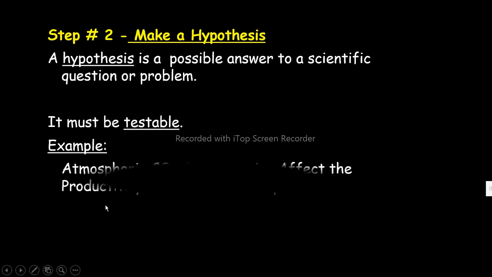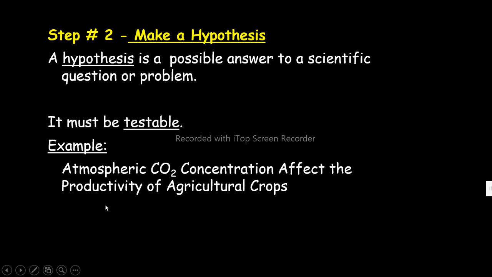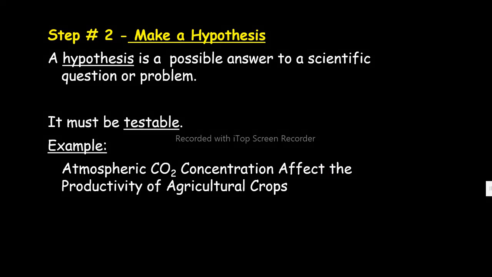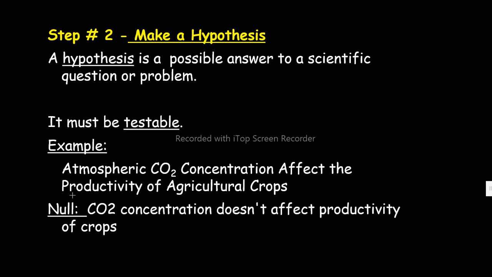For example, from our previous problem, we can state our two hypotheses. The first alternative or the first answer might be yes. Atmospheric carbon dioxide concentration affects the productivity of agricultural crops. And the other one, obviously it's a no. It is usually called a null hypothesis, which is usually represented as H0. Carbon dioxide concentration does not really affect the productivity of crops. And so from these two statements, that's how you're going to carry out an experiment.